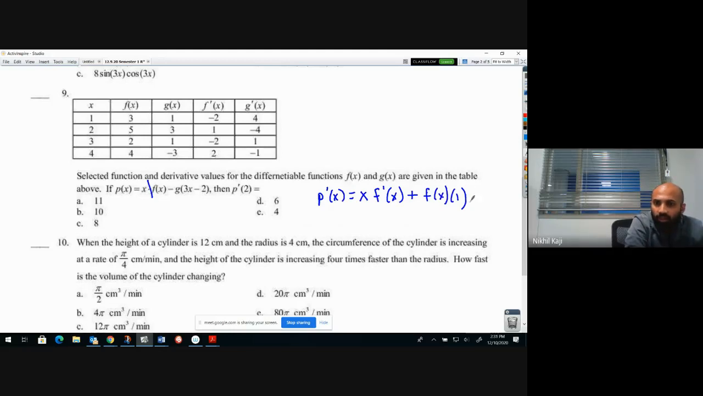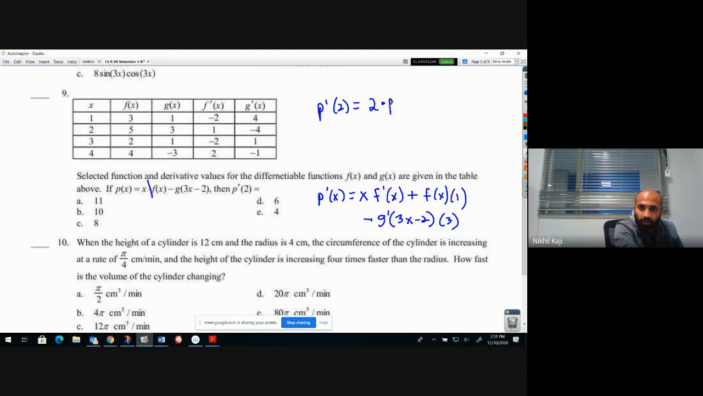All right, then minus the derivative of that. Now we have chain rule. So the derivative of the outside, which is just g prime, leave the inside the same, times the derivative of the inside, which is just 3. So here we're at. Now all we have to do is plug in 2. So I'll put up here 2 times f prime of 2 plus f of 2 minus g prime of, plug in 2, 6, 4, times 3.